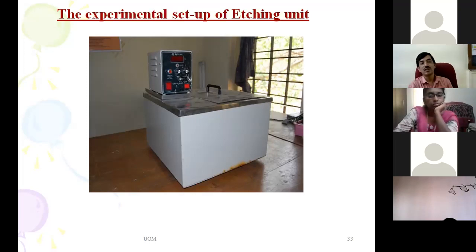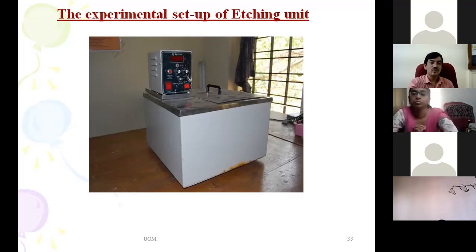That means these films are immersed in an etching bath of sodium hydroxide solution at 60 degrees Celsius for 1 hour. Normally, 10% sodium hydroxide solution is used to etch the LR115 films. After etching, these tracks can be seen through a microscope, and track density can be calculated.